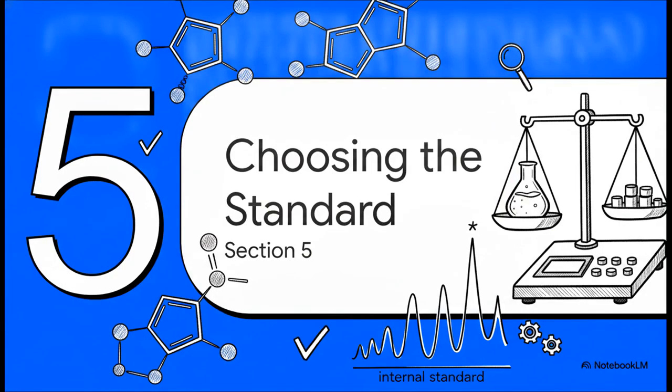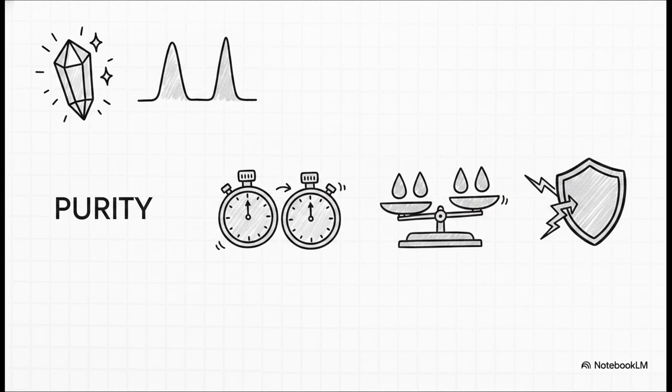Finally, Section 5, choosing the perfect standard. Now, this method is basically magic, but it only works if you pick the right standard. Our source outlines 5 strict non-negotiables here. Number 1, it must be pure and absolutely not present in the original sample. 2, its elution peak has to be completely well resolved from the other components. It cannot be hiding behind unknown peaks.